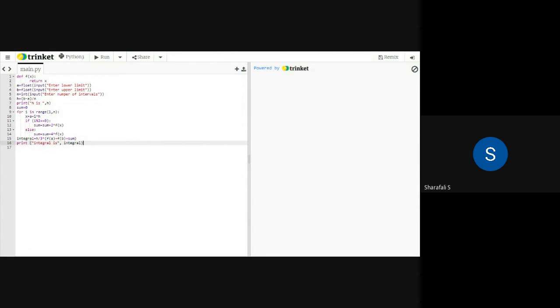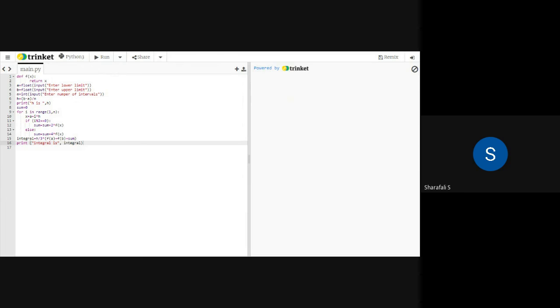So let me run this one. First it will ask me what is the lower limit, that is 1. Upper limit is 3. And the intervals, let me put 10. This one also gives me 4. Its value is 0.2 and integration is 4.